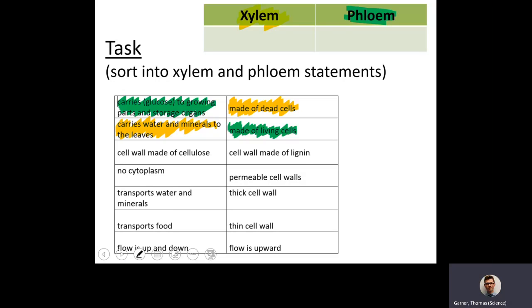Okay. I've done those first two for each column for you. So the xylem, it carries water and minerals and is made of dead cells. The phloem carries glucose and is made of living cells. The rest of them I can leave you to do. And I'm going to click to the next slide for the answers in the next five seconds. So pause the video and then play it once you need the answers.